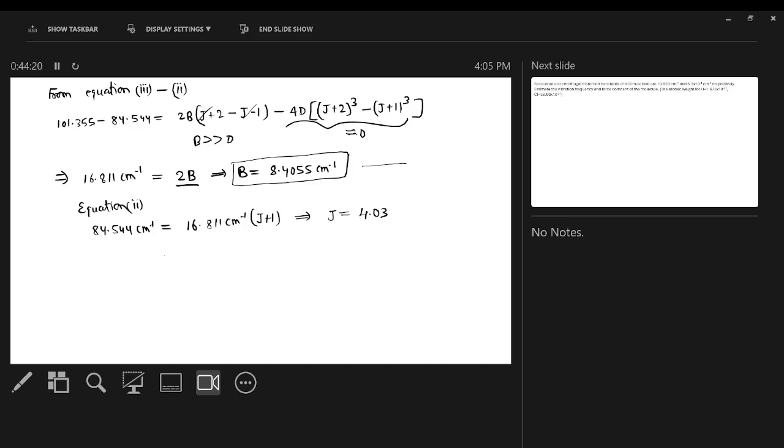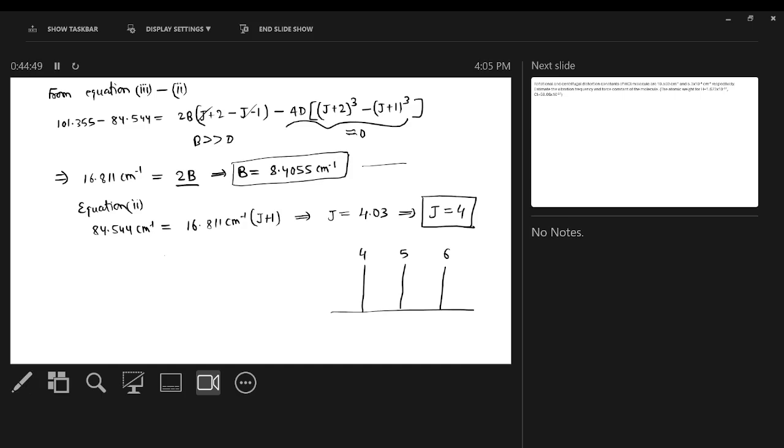It can't be a fraction, it will be a whole number, an integer. So we are taking the nearest integer, so j will be 4. Okay, so we calculated the value of j. Then if you draw the rotational lines, we had 3 rotational lines, 1, 2, 3. So this will be 4, 5, 6.